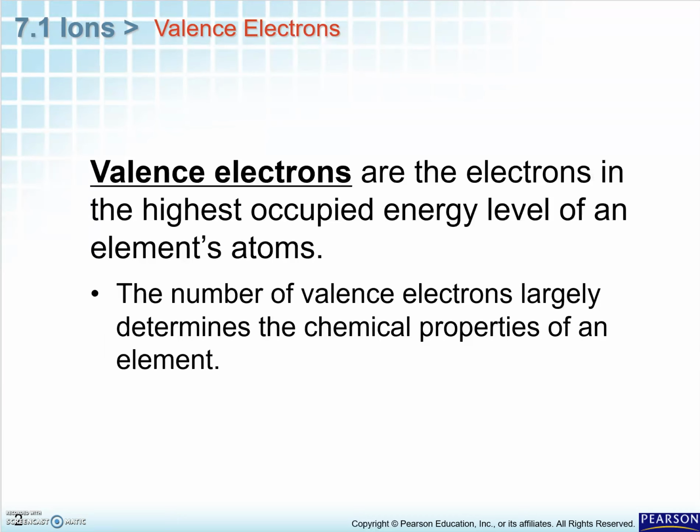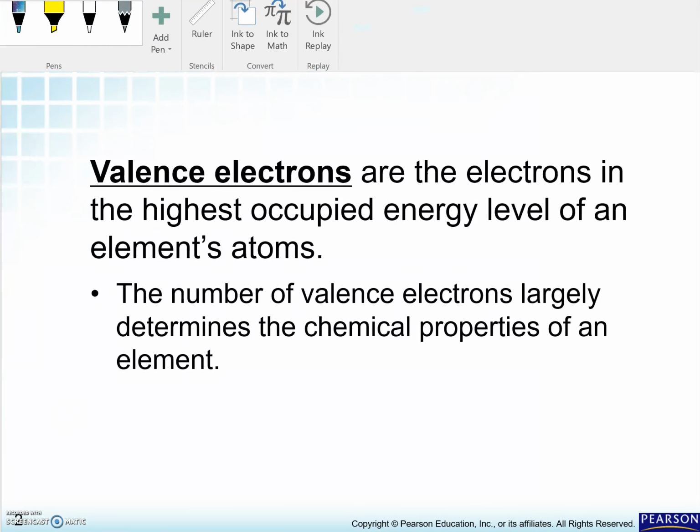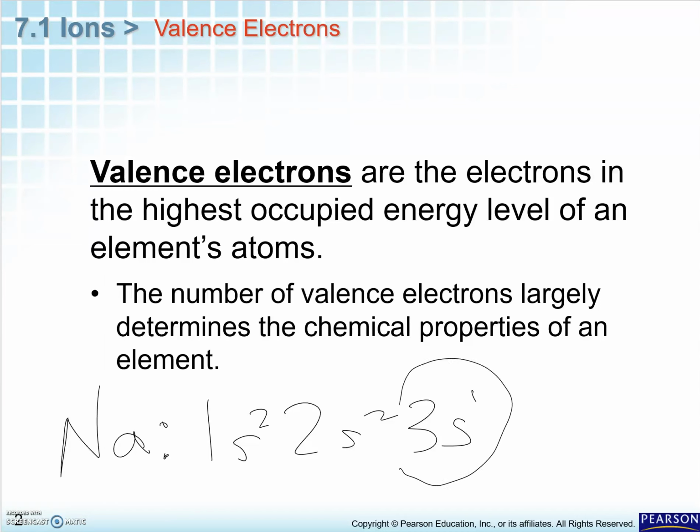So for example, if you were to look at sodium, which is Na, your electron configuration for sodium would be 1s2, 2s2, 3s1. Whenever you look at this electron configuration, you look at your highest energy level, which is your number 3, because that's your biggest number, and then it tells you how many electrons are in there, which is 1. So the valence electrons for sodium would simply be 1 valence electron.